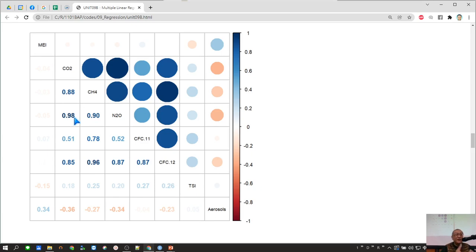Because the ability that they can explain the Y variance cannot be sure, okay? So when we do multiple linear regression, you always have to make sure that among your regressors, there is no high correlation.